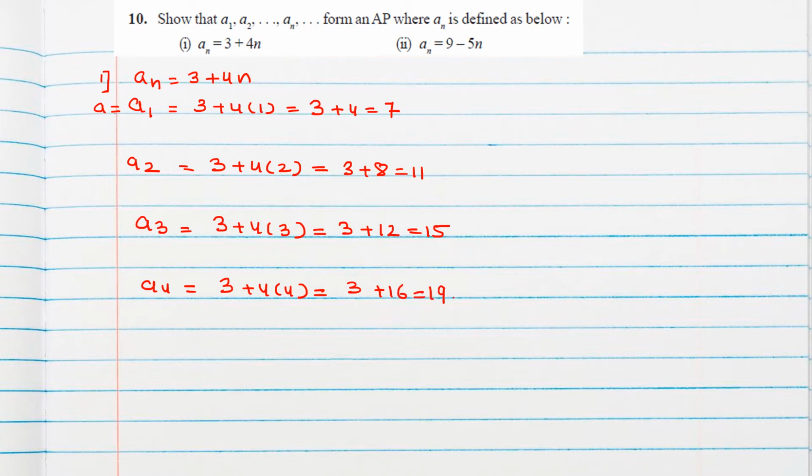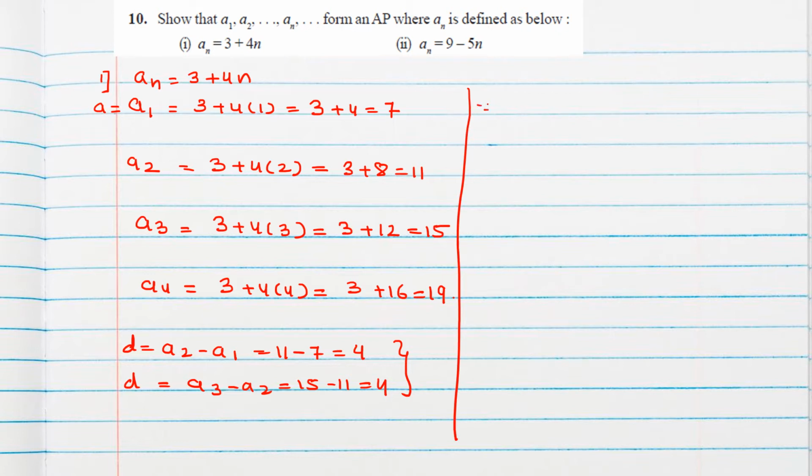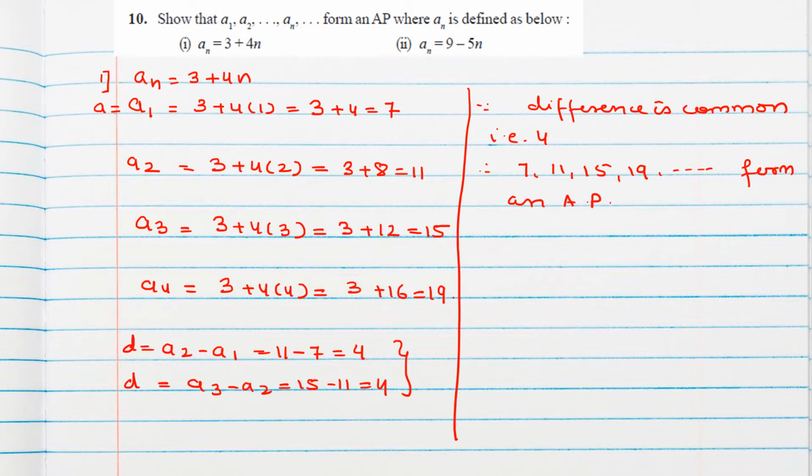Now it's enough. So we'll check difference here. Difference means A2 minus A1, that is 11 minus 7, 4. Then A3 minus A2, so 15 minus 11, that is 4. So the difference is fixed. So we can write, since difference is common, that is 4. Therefore 7, 11, 15, 19 and so on form an AP.